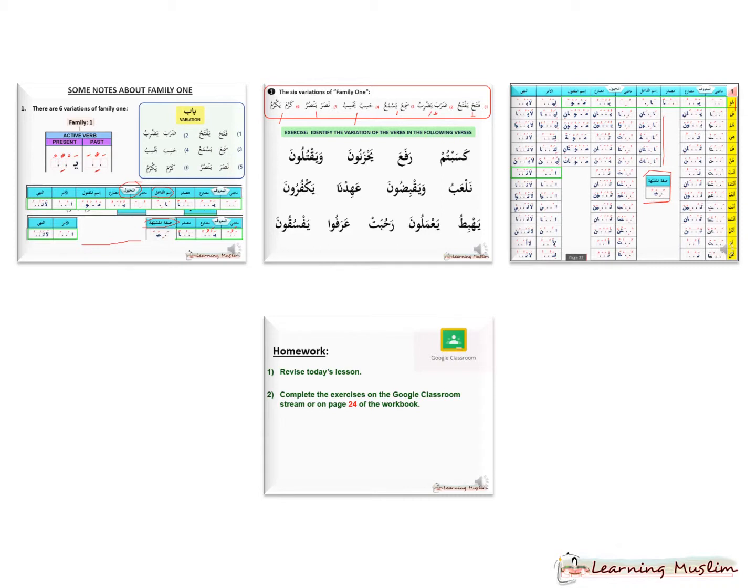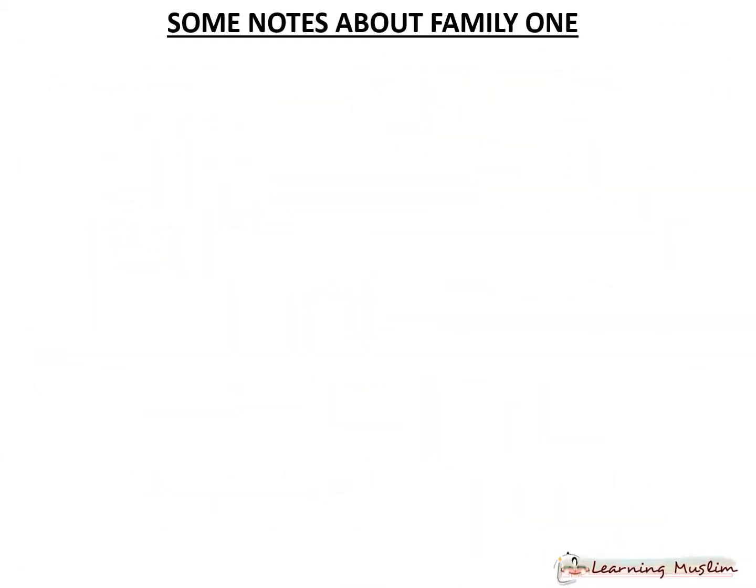This is Sarf lesson 11. So thus far we have completed all the family 1 patterns. And before going any further, let's have a look at the following notes. Number 1, there are 6 variations of family 1.